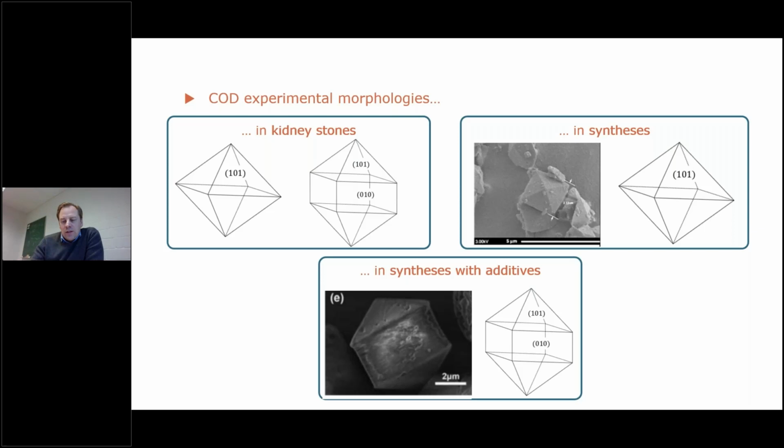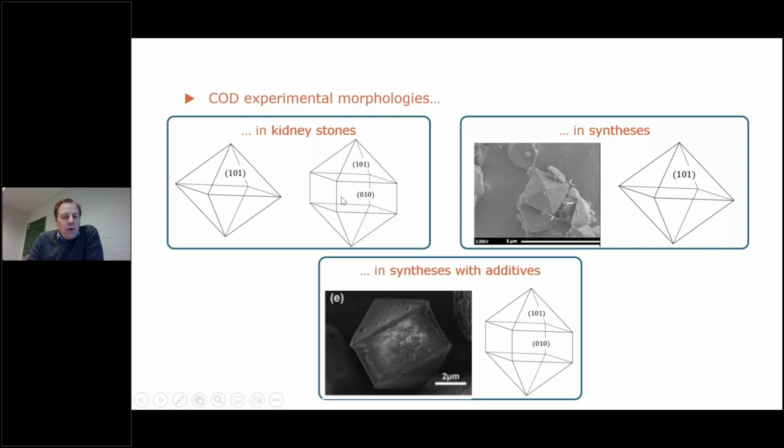Next to the COM, so the monohydrate, we have the COD, so the calcium oxalate dihydrate. Here also we have different morphologies, but an interesting point here is that you see this octahedral structure, so this big pyramid with the square base. We also find in the physiological environment the formation of a kind of base on these pyramids, and this is directly related to the environment.